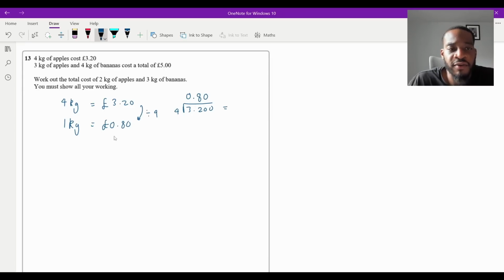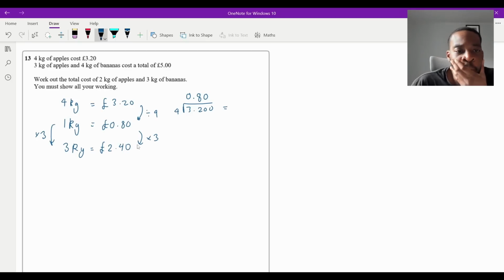Now we're going to use that to figure out the cost of the kilogram for a banana, right? Because we know that 3 kilograms of apples and 4 kilograms of bananas make £5 altogether. So 3 kilograms of apples, we're going to times that by 3, like that. So timesing that by 3, you could just think of that 80 as 8. 8 times 3 is 24. So that's just going to be £2.40, isn't it? Like that. So we now have £2.40 for the 3 kilograms of apples, right?